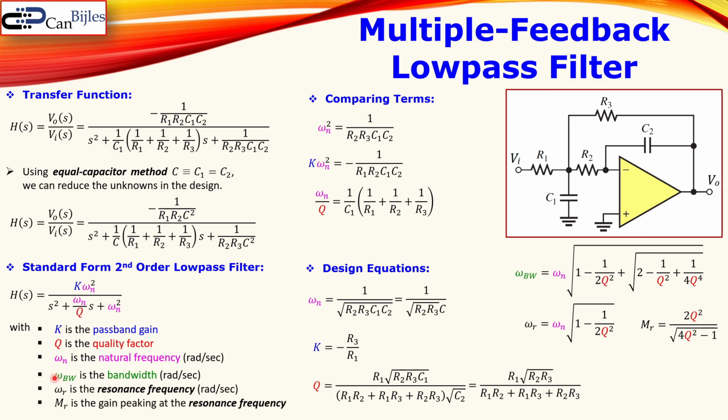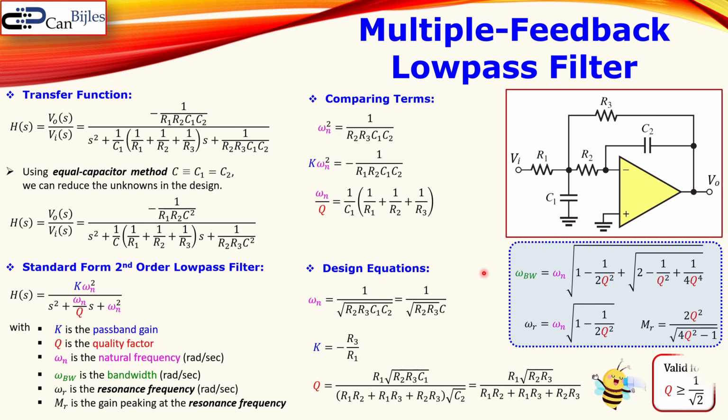So again, in summary, omega bandwidth is in radians per second in this formula. You have here this omega R, which is our resonance frequency, the actual resonance frequency, not the natural frequency. And we have also this gain peaking at that resonance frequency. We will see this in more detail when we do the design example. Okay, these are very important components and values we will need to use in our design.